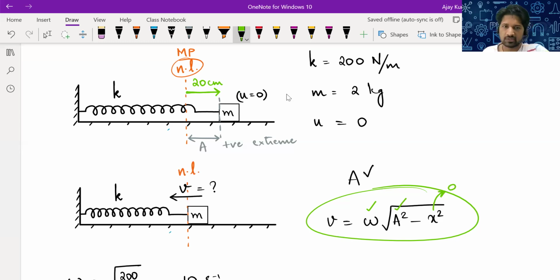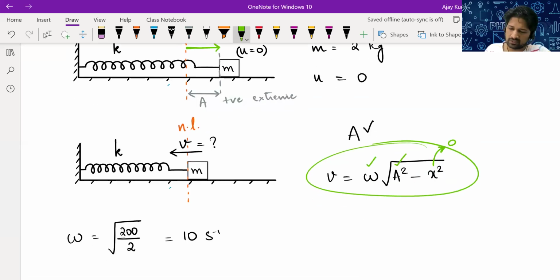When the spring returns to natural length, you are asked to find out the speed of the block. Spring returning to natural length means block coming to mean position. At that position, you want the velocity, so X becomes 0. That's all. So in this case, the speed simply becomes omega root A square. Root A square is A. So speed becomes omega multiplied with A.